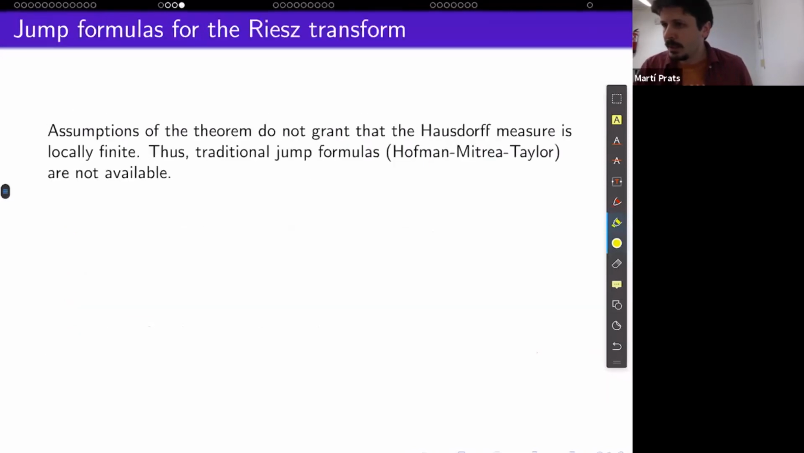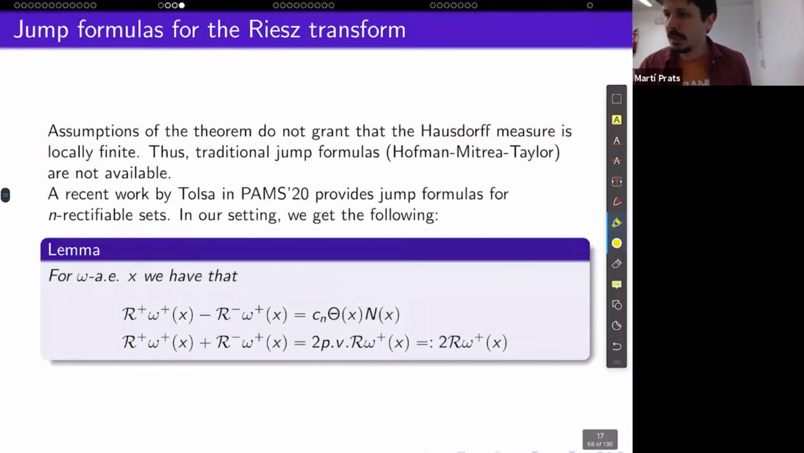So, okay, let's talk about jump formulas for the Riesz transform, which is another key tool that we use. I'm sorry, I'm putting a lot of ingredients into play. But I guess it's maybe even more interesting knowing the ideas that we use than the proof itself. So what we use from here is this jump formula. Since we don't have a locally finite Hausdorff measure, traditional jump formulas may fail. So there is a recent work by Tolsa that shows the following: we have these jump formulas for the Riesz transform.